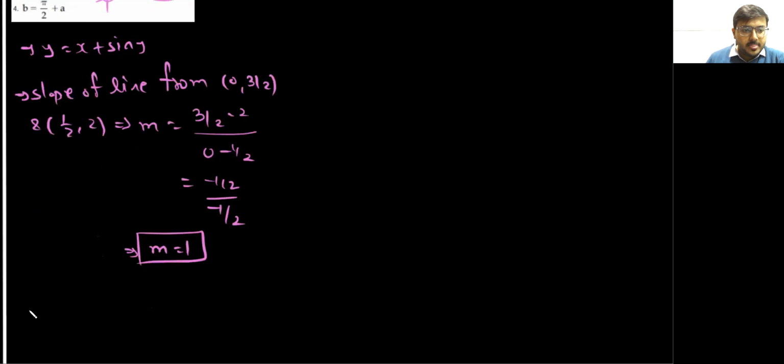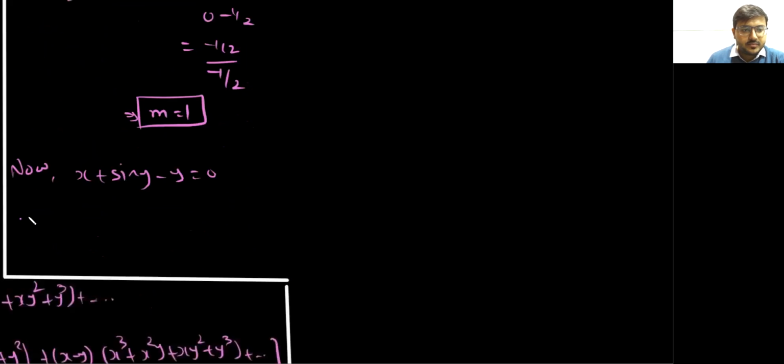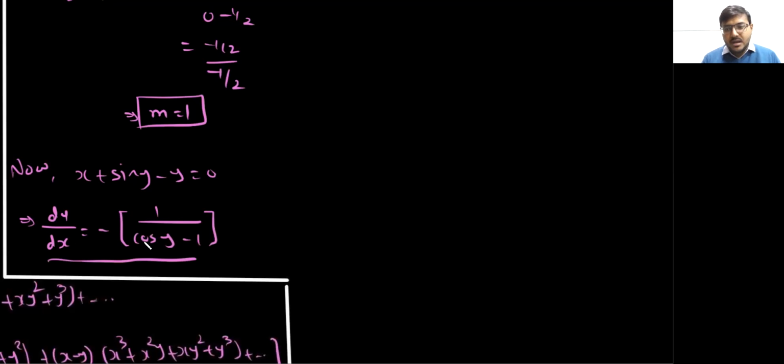So now for x plus sine y minus y equals 0, if I want to find dy by dx, so dy by dx equals minus, I will use the condition of partial differentiation, right? So let me take the derivative with respect to x, keeping y constant. So here it will be 1 for x, constant is 0. Sin y has derivative cos y and y has derivative minus 1. So this will be the slope, right everyone?